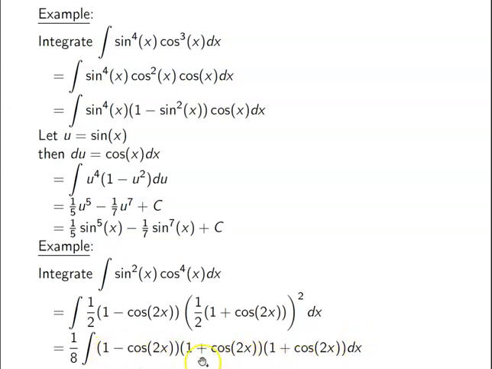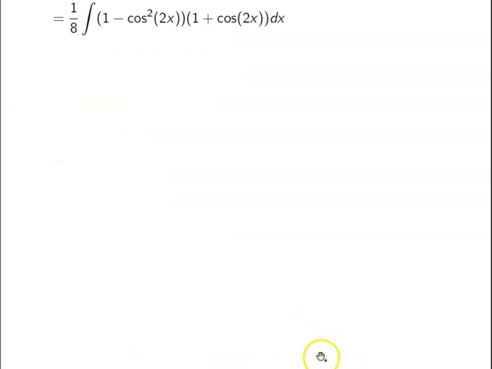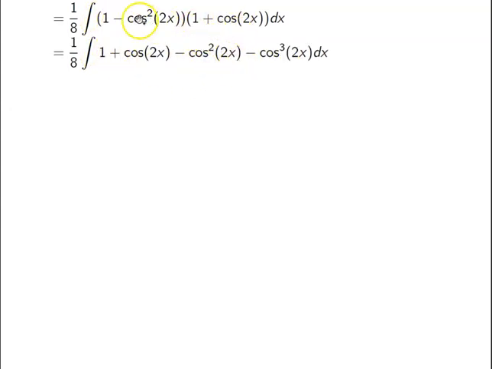But first, let's go ahead and work with these because this is a difference of squares, if you notice this, right? Same term, 1 plus, 1 minus. So we can rewrite this as 1 minus cosine squared of 2x times this 1 plus cosine 2x. Okay. That's the rule of difference of squares. And so from here, we can go ahead and multiply this through if we wish, right? So we have the 1, the cosine of 2x, the negative cosine squared of 2x, and the negative cosine cubed of 2x, right?